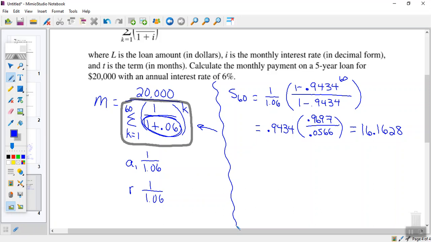Okay, so my monthly payment then would equal, how much was our loan again, kids? Divided by that summation value we got by formula. So per month, if I take 20,000 and divide it by 16.1628, kids, I come up with about $1,237.40. That seems high to me.